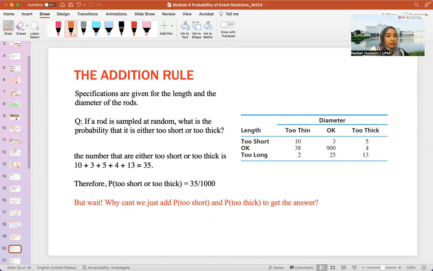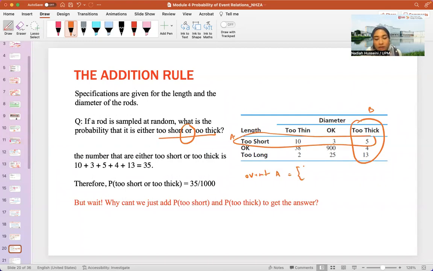What is the probability that it is either too short or too thick? So now we have two events, too short or too thick. The keyword here is or, so we're talking about union here: the union of the event too short and the event too thick. Too short and too thick are over here. I'm going to say too short is event A and too thick is event B.